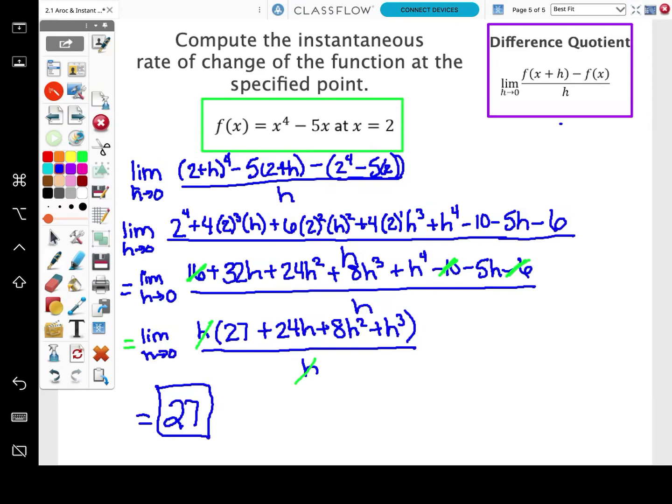So one of them seems a little more algebra based, and one of them is a little more numerical based, but both totally doable. Like I said, this one, the difference quotient method, is probably going to be more common as we go through calculus, but get to know them both and use them both.